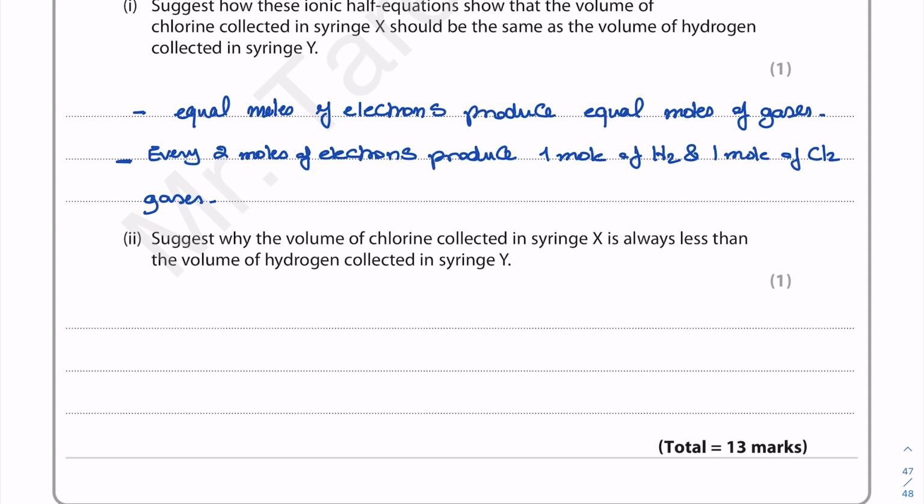Suggest why the volume of chlorine gas collected in syringe X is always less than the volume of hydrogen collected in syringe Y. عشان الكلورين dissolves in water. Chlorine dissolves أو chlorine reacts, الاتنين صح. Reacts with water. كده احنا خلصنا أسئلة electrolysis.